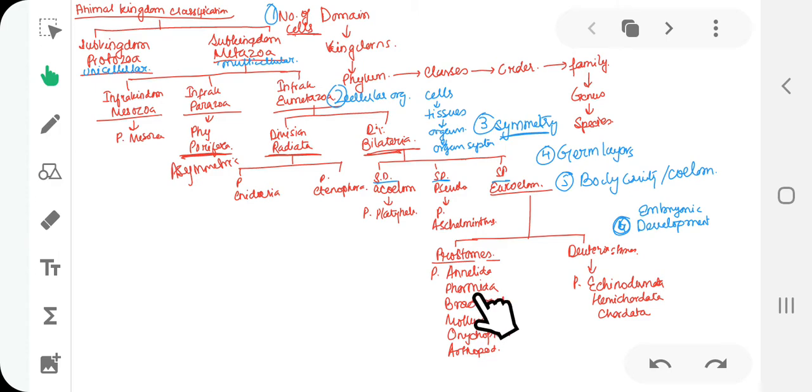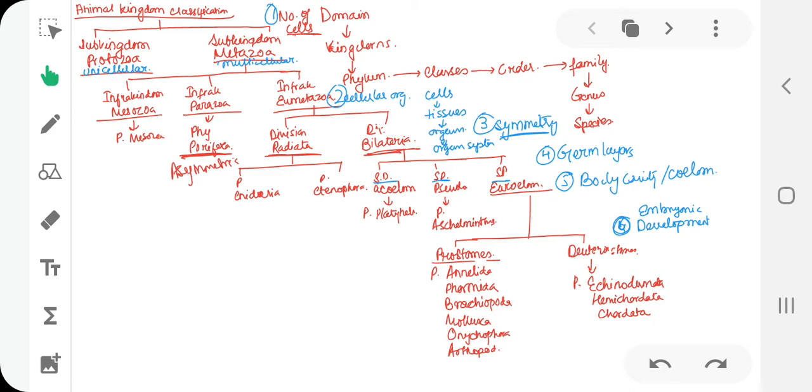For example, some may have organ systems well developed, some may not have. In some the organ systems are developed, but some of the organ systems are not as similar to the others. There can be differences in their circulatory system. There can be differences in their nervous system. Those differences we are going to be seeing as we proceed. These are the basic differences on which this classification has been made.